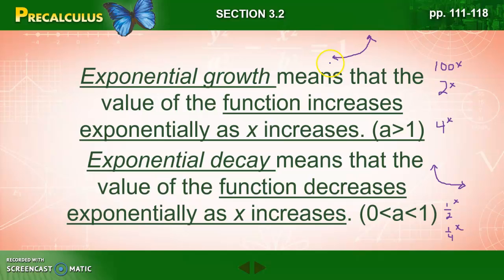So you can see here as our x increases this way, our graph is growing exponentially. And here, as x increases, our graph is decreasing or decaying exponentially. So we can see those two shapes, and we need to be aware that those are related to that a value. That's what's telling us whether we have growth or decay.